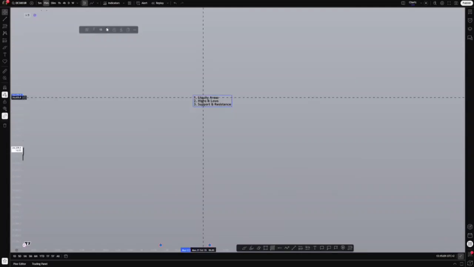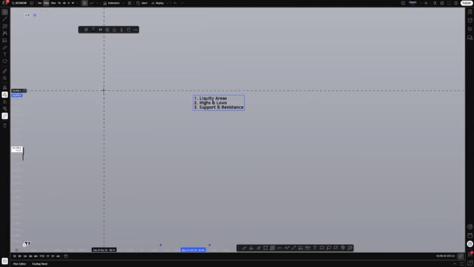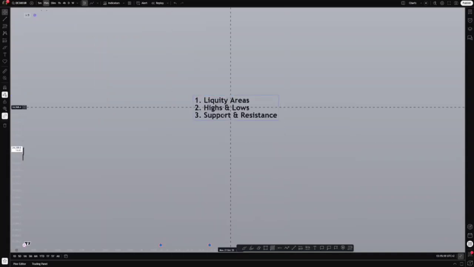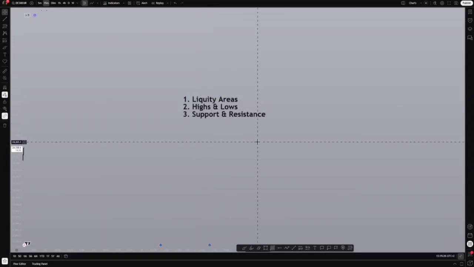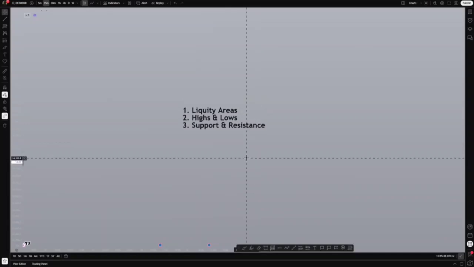Let me increase the size. Let me do 40 here, so everyone can see them. Liquidity areas, highs and lows, and support and resistance. In some ways, someone may say these are the same thing, and they're not wrong. Having a way to explain them just gives a way for understanding, because someone who already knows these three things are similar isn't like the person who's going to see liquidity areas and support and resistance areas as the same thing.